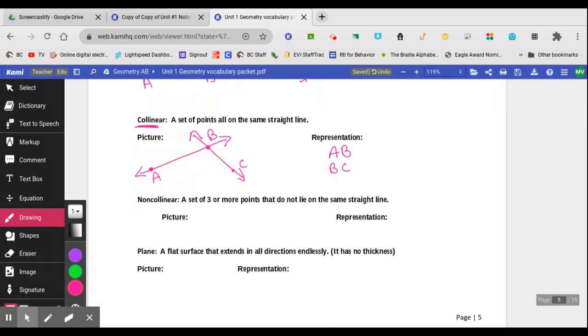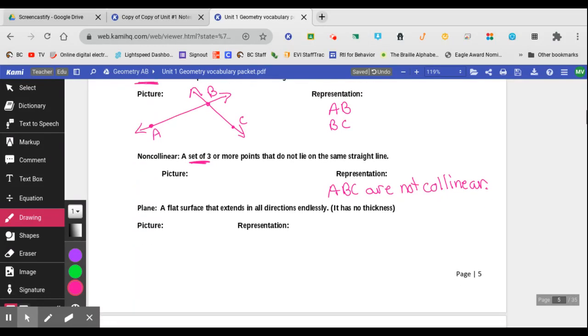Non-collinear, I need a set of 3 points, which is why up there I drew 2 lines, because I would say that A, B, and C are not collinear. Any 2 points are always collinear. In order for it to not be collinear, I have to say 3 points. So non-collinear, that's basically a triangle.